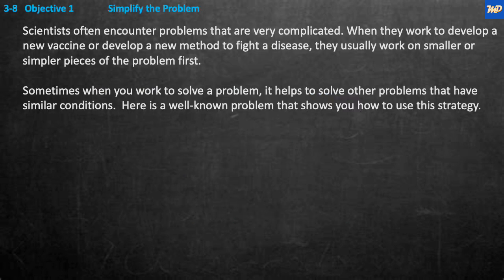Objective 1. Simplify the problem. Scientists often encounter problems that are very complicated. When they work to develop a new vaccine or develop a new method to fight a disease, they usually work on smaller or simpler pieces of the problem first. Sometimes when you work to solve a problem, it helps to solve other problems that have similar conditions. Here is a well-known problem that shows you how to use this strategy.